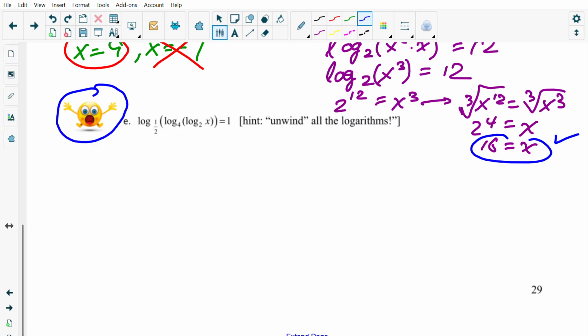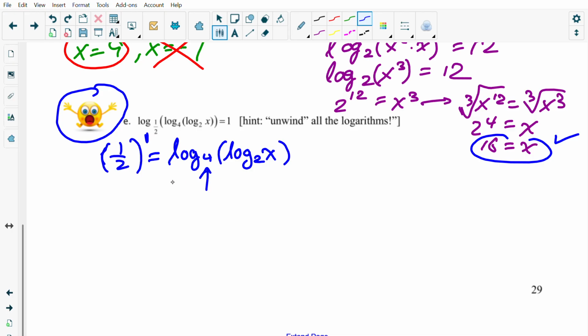Yeah, here's a hint. Unwind all the logarithms. Okay, what does that mean? So here's my base. This is what the exponent becomes, right? Base, exponent, this whole thing in the middle here, that's the argument. Okay, so start unwinding it like this. 1/2 to the 1 exponent equals log base 4 of log base 2 of x.